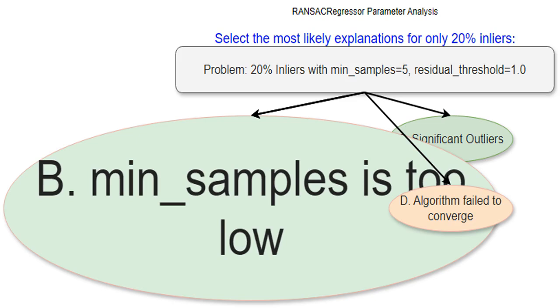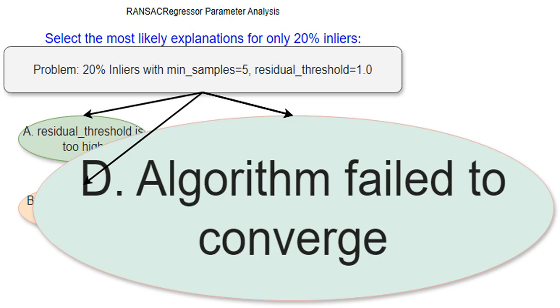I find this less likely, given that the value of 5 for min_samples is generally reasonable. While a very low value could be problematic, this is not the primary factor explaining such a low inlier percentage. This is the least likely scenario. Although it's possible, the RANSAC algorithm usually finds a solution, even with many outliers. The fact that we have some inliers suggests the algorithm converged, even if the final result isn't very satisfactory.